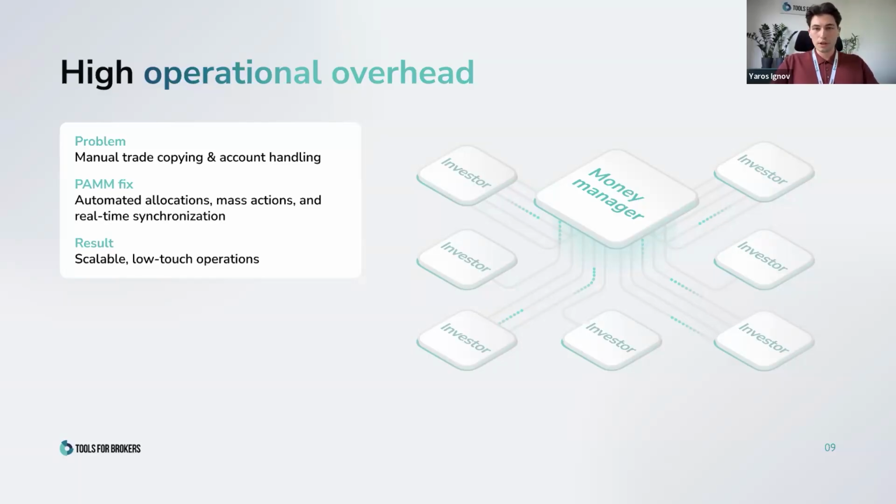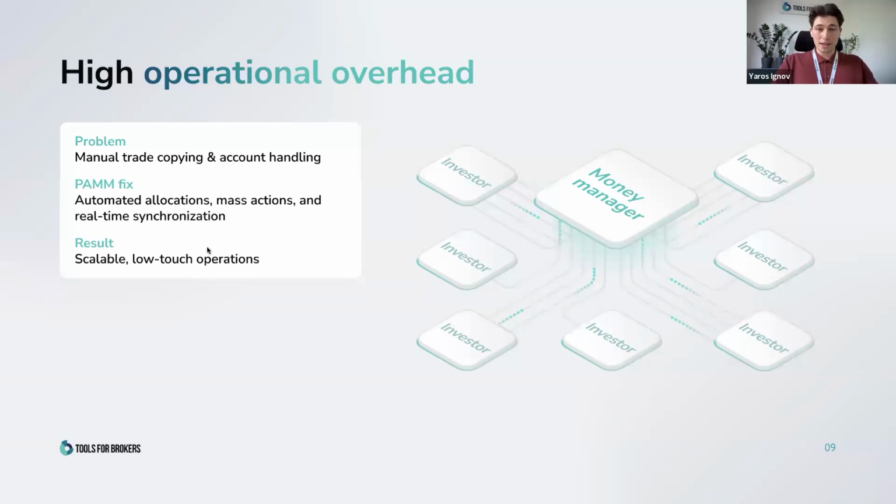So to eliminate this friction, TFB PAM can really help with some important basics, like automated trade allocations, mass investor management actions, and real-time sync with MetaTrader platforms for both open and closed trades. As a result, you may get a low-touch, high-efficiency investment system where one money manager can serve hundreds of clients, everything automatically, with no delay or manual intervention. So it's not just a matter of convenience. It's essential if you want to scale without doubling the size of your operations team.